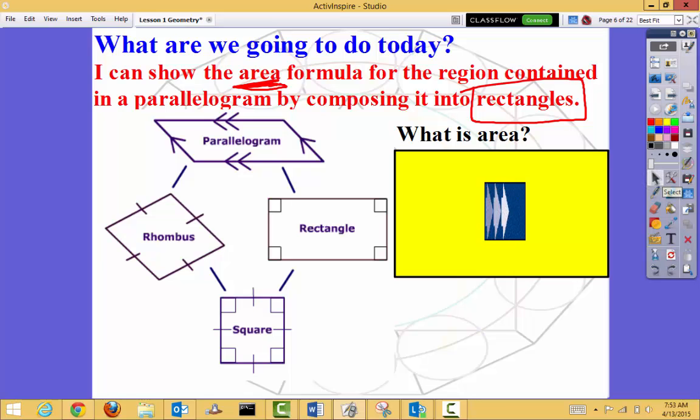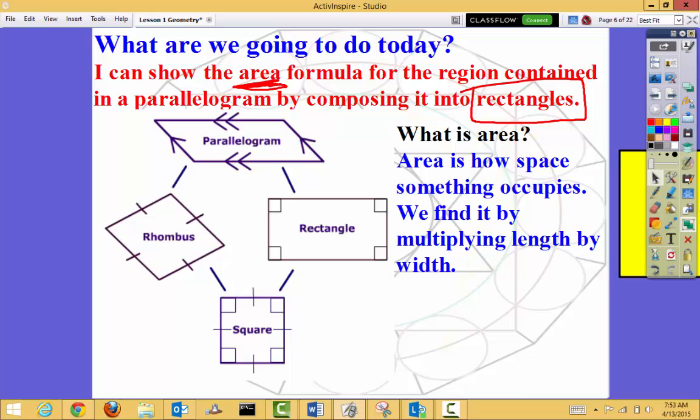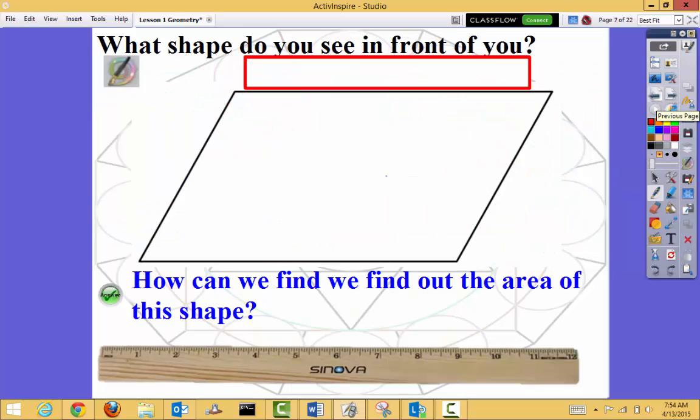Well, first I need to remember back from 4th grade, what is area? Well, area is how much space something occupies. And we find it by multiplying the length times the width. I can also say it's its base times the height. Either one is the same. But I'm looking for how much space do we see.